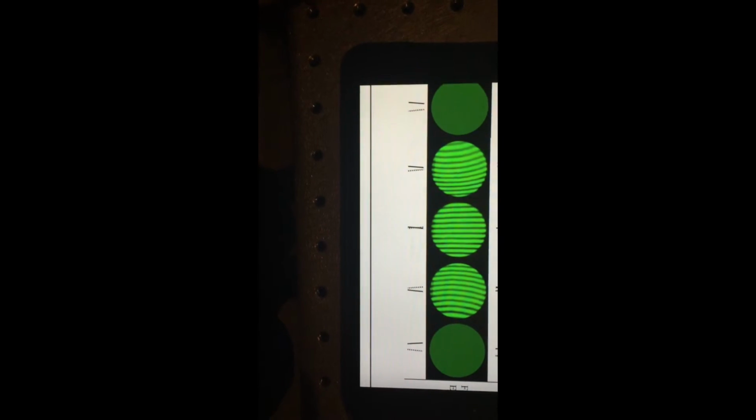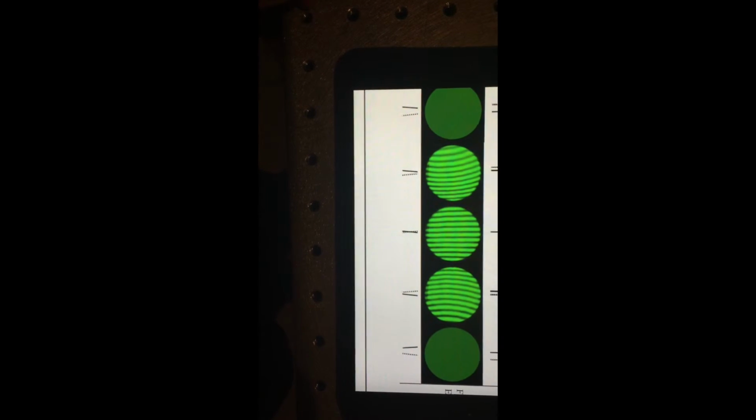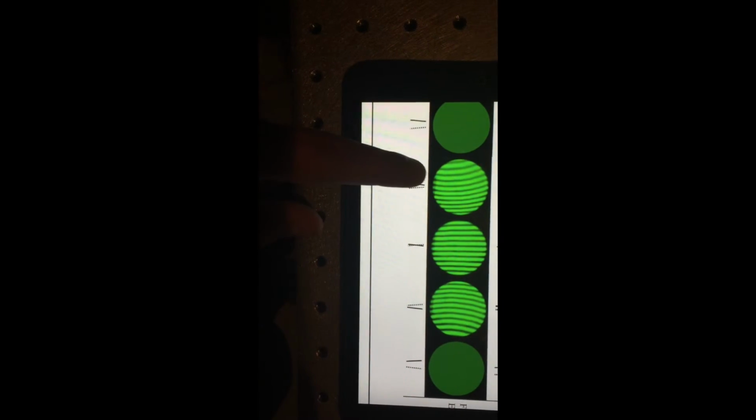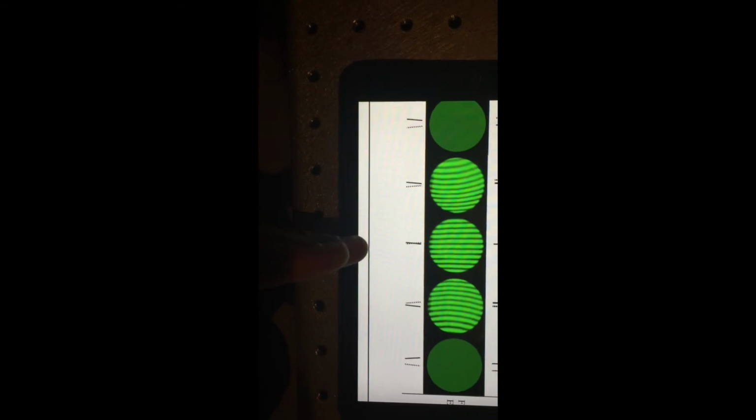As the OPD decreases, meaning the micrometer is moving from larger to smaller, we see that the fringes will become more straight.